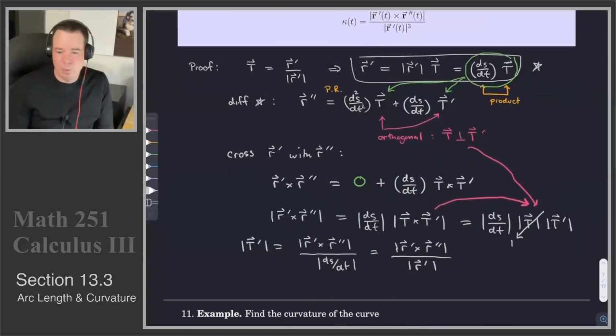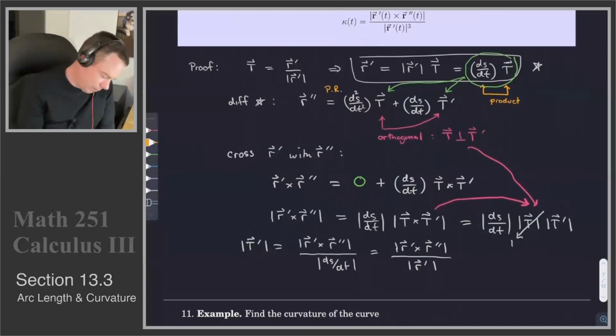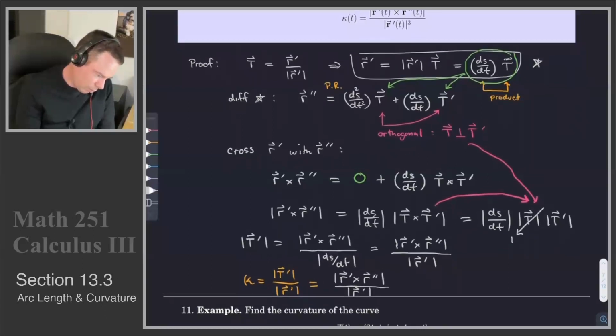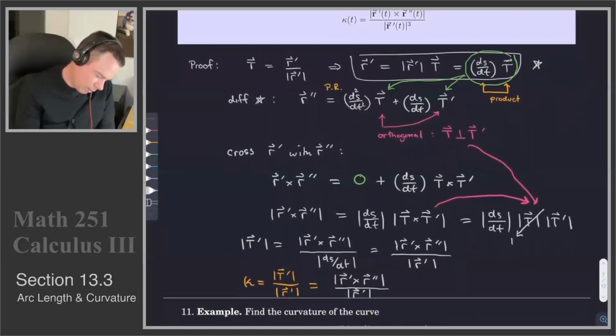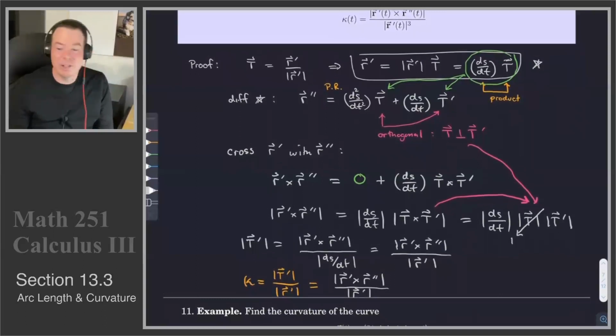And that's exactly what we wanted, because in our curvature formula, the curvature is the magnitude of T prime over the magnitude of r prime. And we've just got this expression now for the magnitude of T prime. It's r prime cross r double prime all over r prime. And oh, I'm missing a square somewhere. Where am I missing the square? Oh, that's where I was missing the square, in the cross product. Someone probably picked that up.